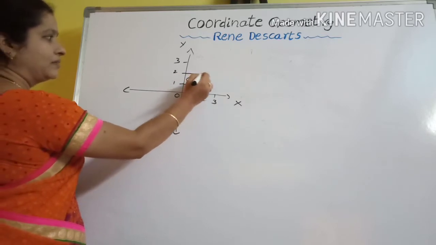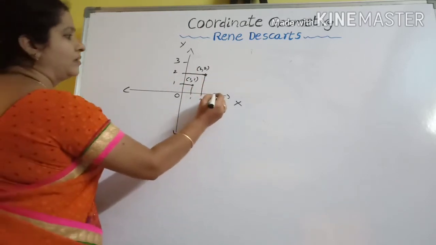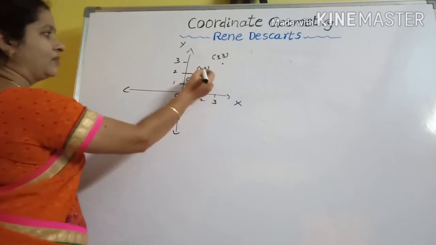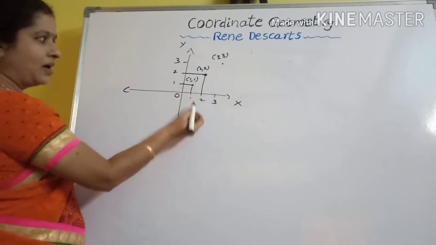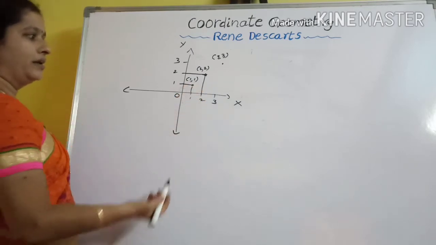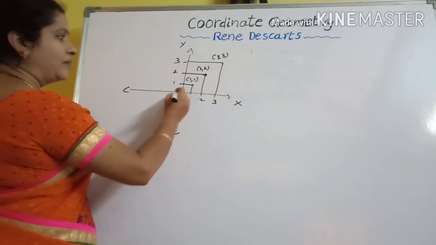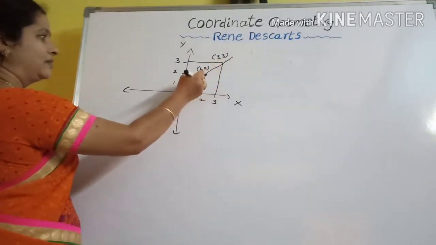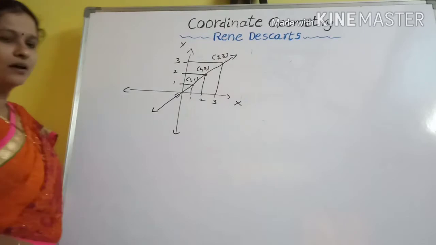The next one, here it is 2, 2. Suppose it is 3, 3. The x coordinate value is 3 and the y coordinate value is 3. The x coordinate values are called abscissa, the y coordinate values are called ordinates. Suppose we are joining these 3 points like this. The line is passing through the origin.